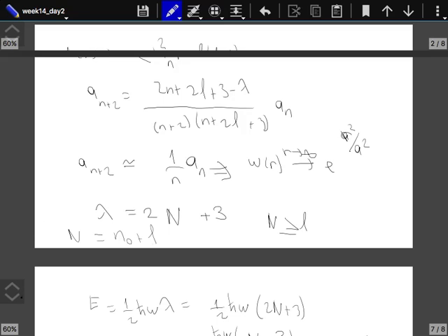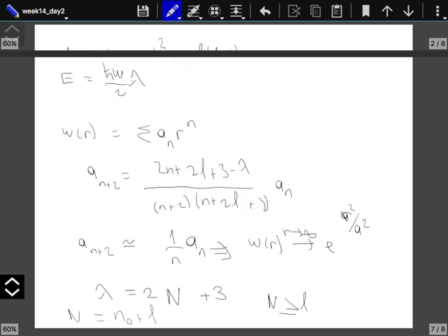But you see, if you look at this recursion relation, it relates the coefficient of, let's say, R to the 0 to the coefficient of R to the 2 to the coefficient of R to the 4 to the coefficient of R to the 6. And it also relates the coefficient of R to the 1 to R to the 3 to R to the 5 to R to the 7. So it just jumps by 2.